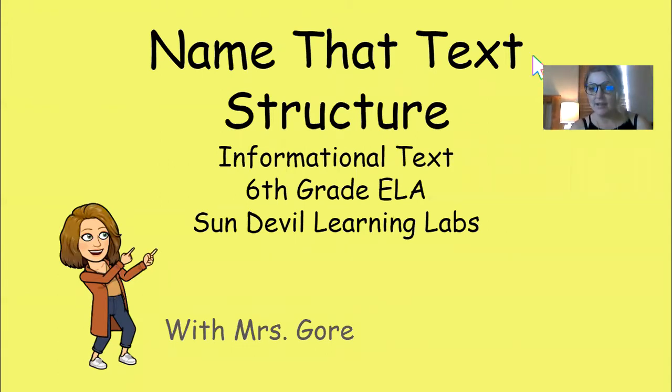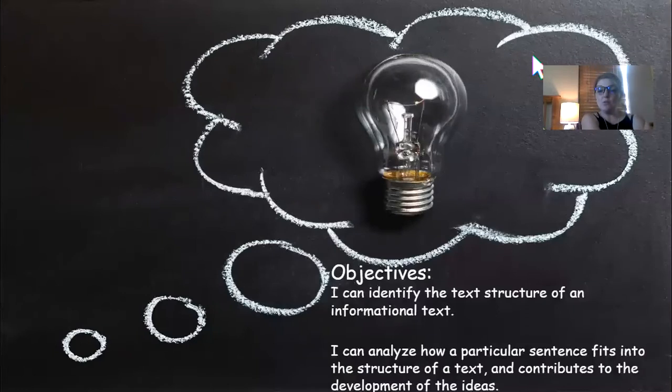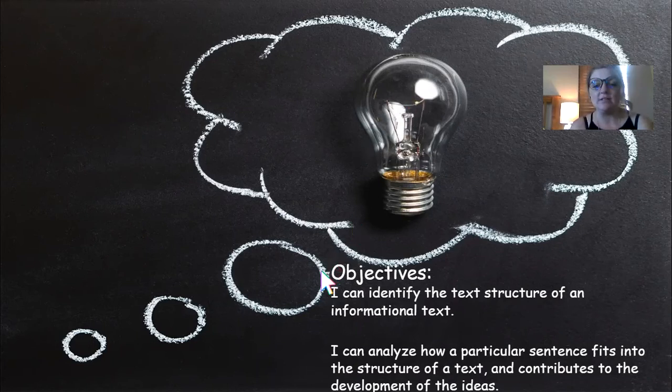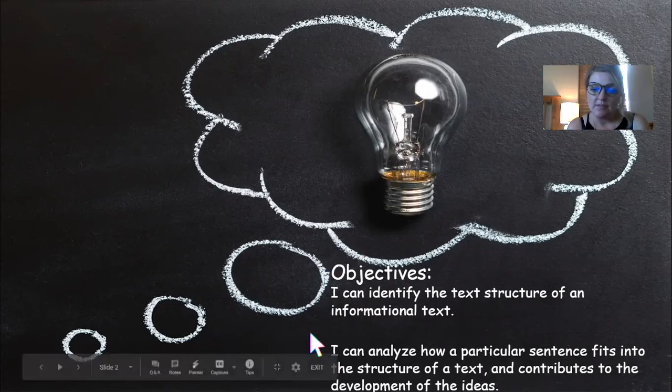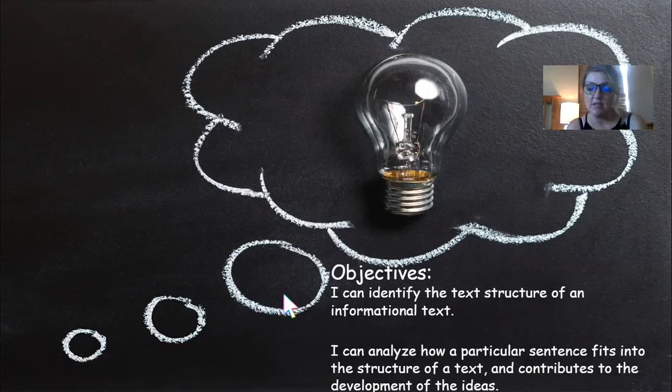Okay, so let's check out our next slide, which is all about what we're doing today. So to break it down, we're going to go over our objectives, and they are as follows. So you can read the objectives along with me. The first one says, I can identify the text structure of an informational text. And the second one says I can analyze how a particular sentence fits into the structure of a text and contributes to the development of the ideas. Okay, so that's what we're focusing on today, and let's get started.